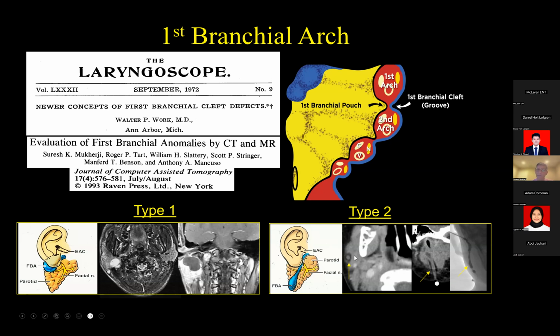Now, the type 2 first branchial anomalies are rare, but when I talk to my colleagues in ENT, they're a little bit more common than you think they are.